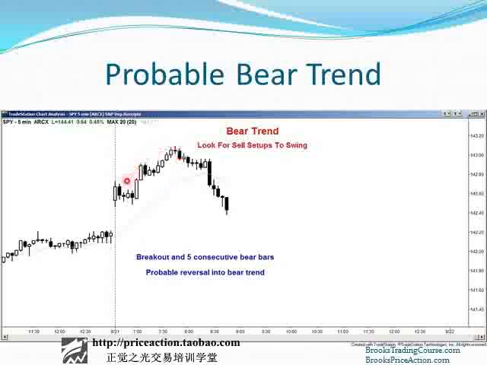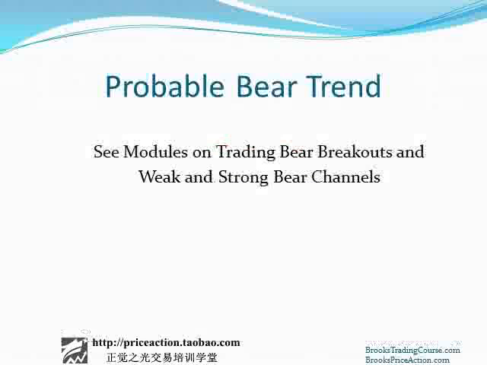Alright, so look at this day. We had 3 pushes up on the open, right? You can argue a wedge top, and then we started to enter a trading range, but then we broke out. We had a strong bear breakout with follow through. So we have a bear breakout and 5 consecutive bear bodies, right? So at this point, somewhere in here, everyone was agreeing that the day was now a bear trend day. Probable bear trend day, you can see the modules on trading bear breakouts and on trading weak and strong bear channels.